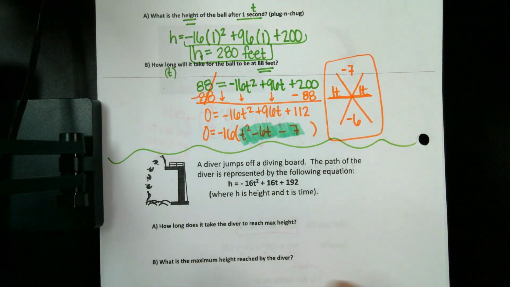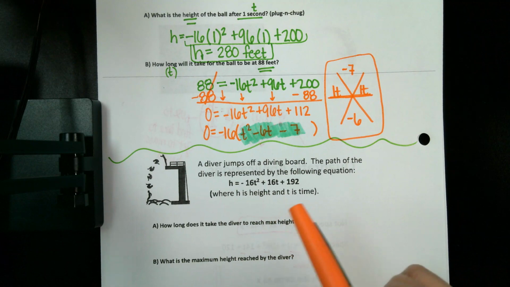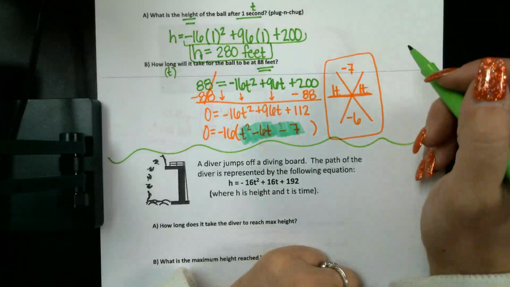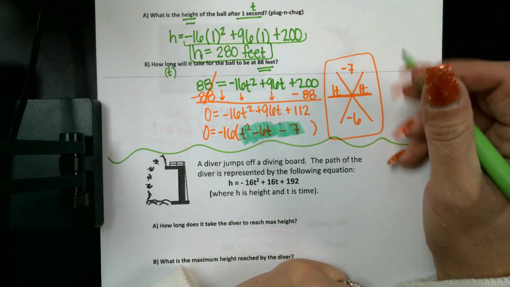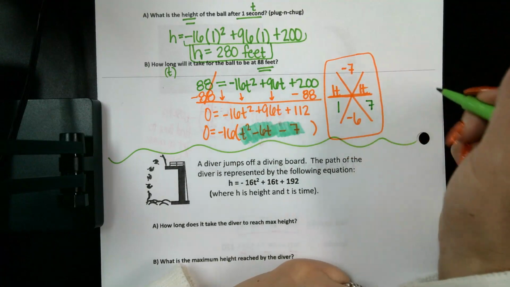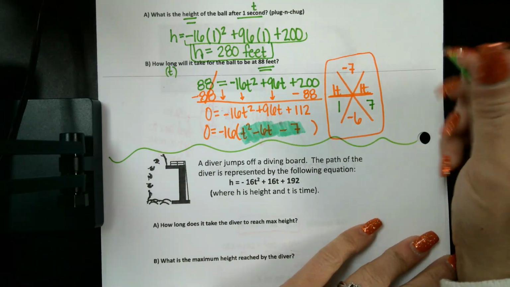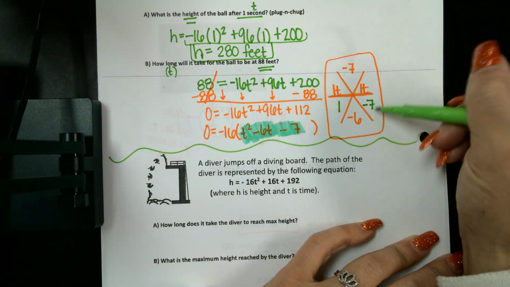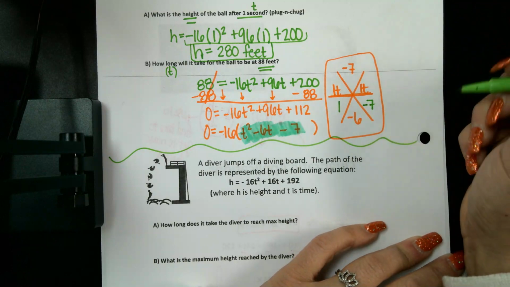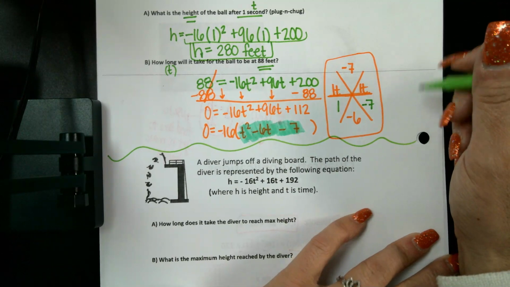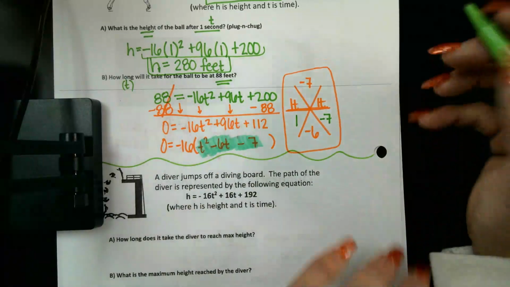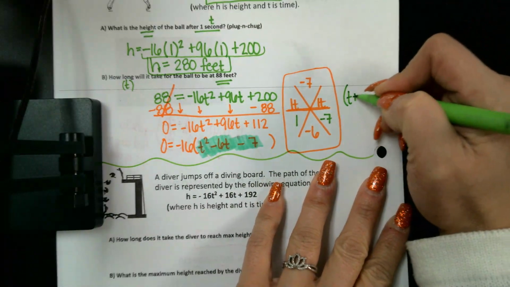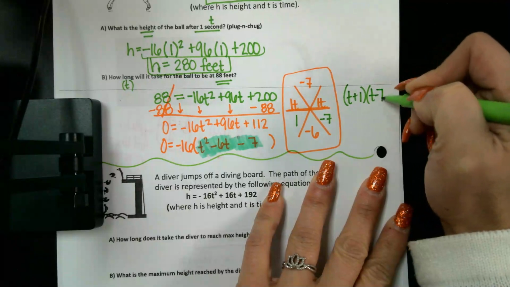So two numbers that would multiply together to give you negative 7, but would add together to give you negative 6. There's only one way to make 7, people. 1 and 7. Which one is the negative? The 7, because there are more negatives. There have to be more negatives if the sum of them is negative. All right, so two sets of parentheses. We have t plus 1 times t minus 7.